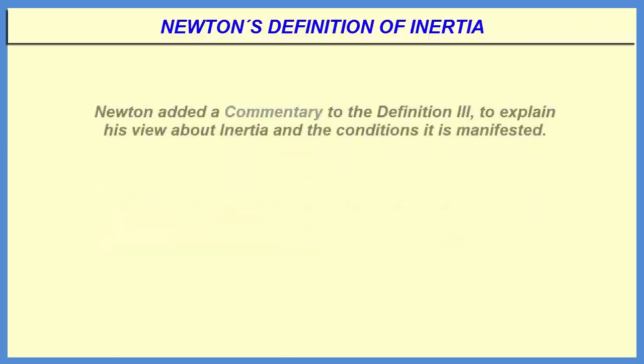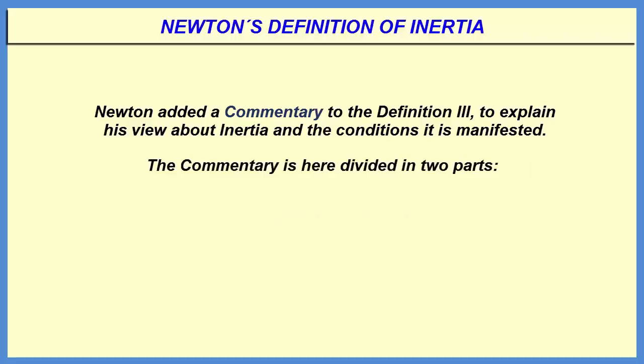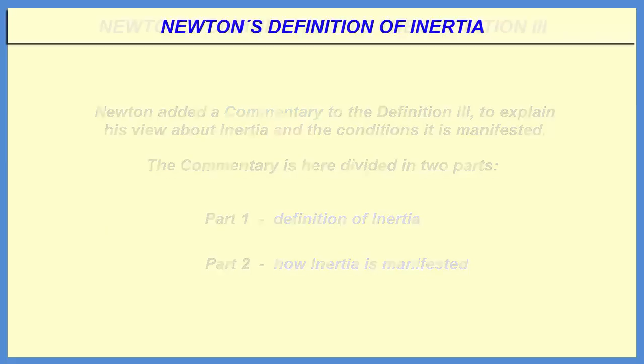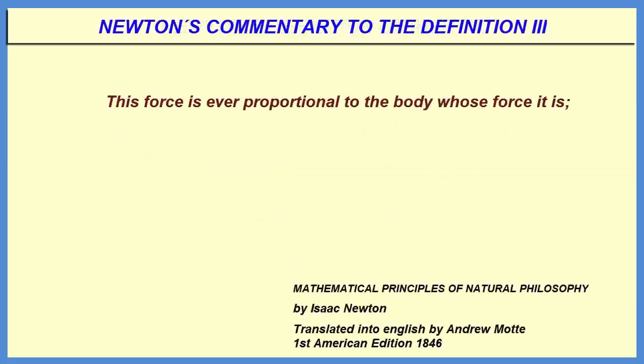Newton added a commentary to the definition 3 to explain his view about how inertia is manifested. The commentary is here divided in two parts. Part 1 refers to his definition of inertia. Part 2 refers to how inertia is manifested. Commentary to the definition 3.